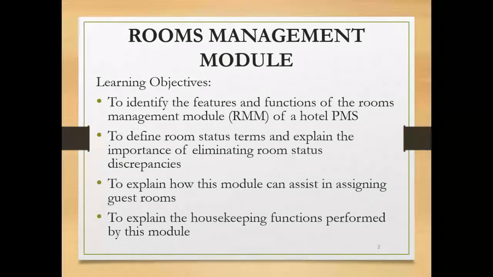So the learning objective for today is to identify the features and functions of the rooms management module of a hotel PMS. So in short, rooms management module, we call it RMM. And next is to define the room status terms and explain the importance of eliminating room status discrepancies. We'll go through what is discrepancies at a later stage. Learning objective number 3 is to explain how this module can assist in assigning guest rooms. And finally, to explain the housekeeping function performed by this module.